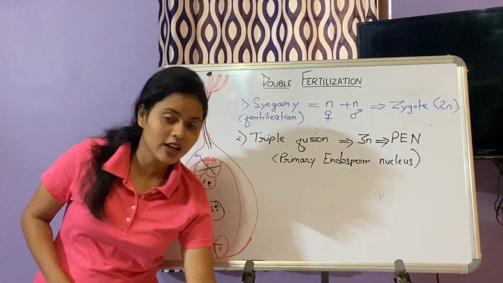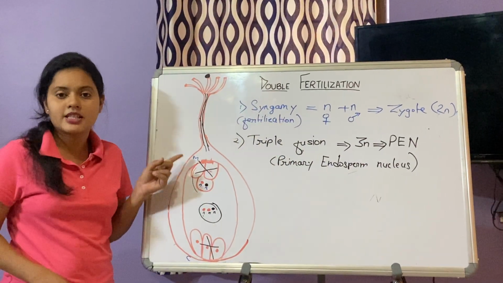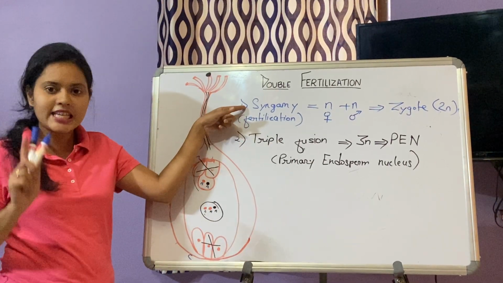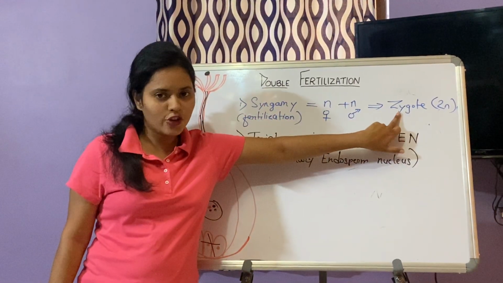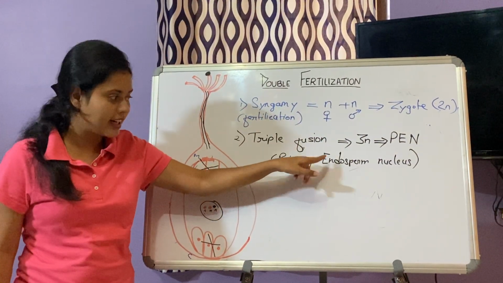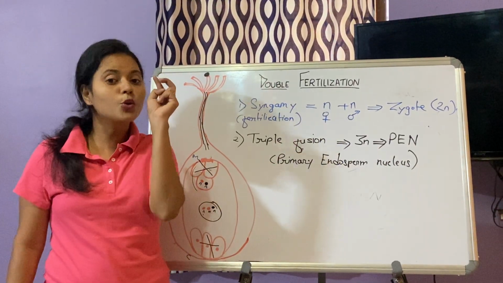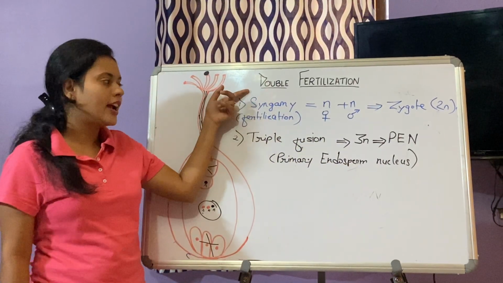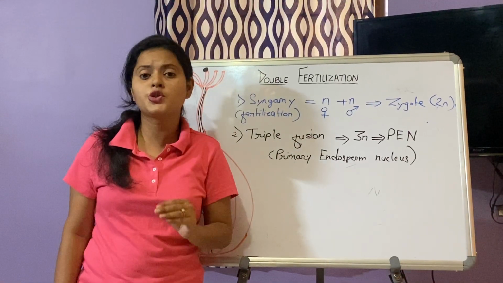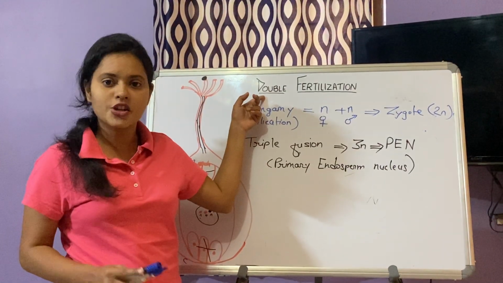Now I was telling you about double fertilization. Why is it called double fertilization? Because in this entire process, 2 fusions take place at a time. One is syngamy, leading to formation of the zygote, and the second is triple fusion, which forms the primary endosperm nucleus. So 2 fusions take place at a time. That's why the process is known as double fertilization. All angiosperms, all flowering plants, show the process of double fertilization.